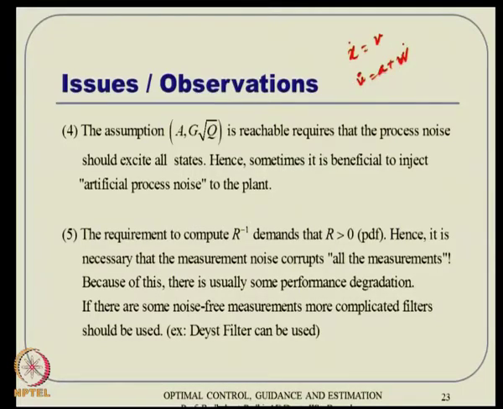Now, the question is, because it needs to excite all states, suppose W does not excite X, it keeps on exciting V only through this V dot equation. Then it makes sense to inject artificial noise W1. Remember, X dot is V simply by definition, there is no noise in that. But still, by putting in an artificial noise W1, the filter can work beautifully. So, that's what it tells.